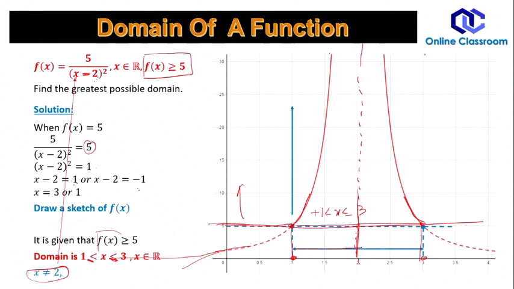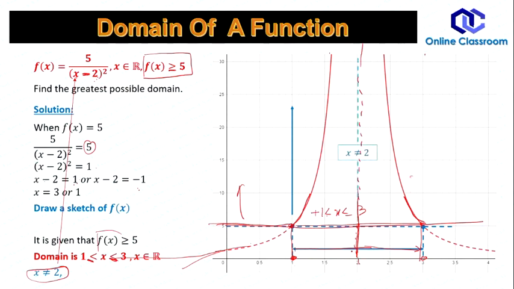Every point in this region gives you the domain of the function. That is, you can input any value in the function between 1 and 3 and you get a result above 5, except 2. Pause the video here and repeat this example. This is a very technical and good example to get the idea clear.